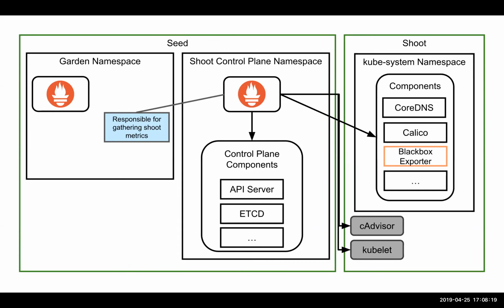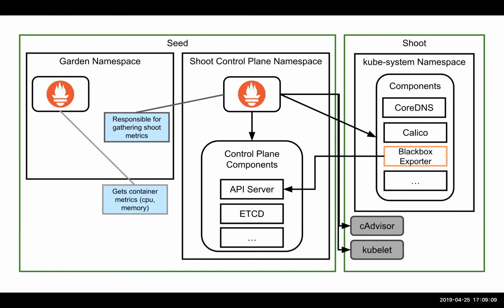To get the CPU and memory metrics from the containers inside the shoot, Prometheus needs to scrape the cAdvisor and the kubelet, also to get node information about the shoot. It does that by going over a VPN to get to the cAdvisor and the kubelet, scrapes the metrics from there, and then filters out the CPU and memory metrics for the containers running in the kube-system namespace. If you notice, the blackbox exporter also has an orangish border. That's because it's also a monitoring component, and we use it to probe the API server to make sure that the API server is reachable from the shoot.